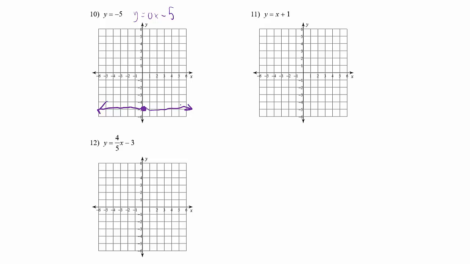11, our slope and our y-intercept are both 1. So we start at 1 on the y-axis, and then we can go up 1 and right 1. We go down 1 and left 1. There's our answer. And then 12, these do not have the same number, which might be helpful. This is our y-intercept, so we start at -3. This is our slope, so we're going to go up 4 and right 5.